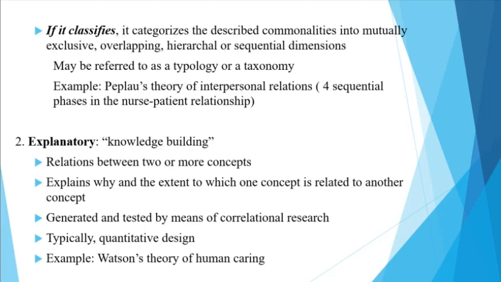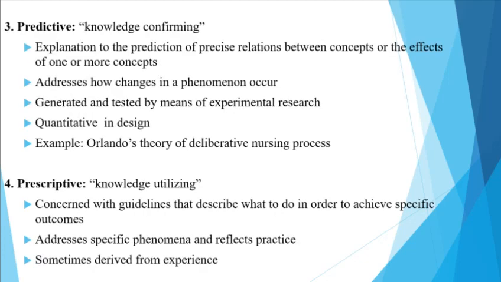So if you want to use this explanatory, you want to explain all of those factors under Watson's human caring, and what their relation is towards achieving the theory, which is human caring. Okay? So, that's it. Next is the predictive, or knowledge confirming.